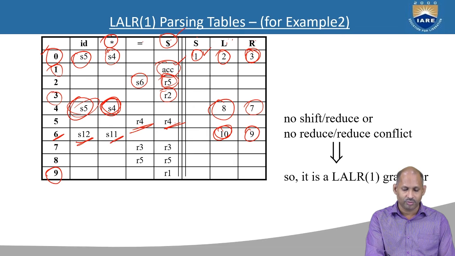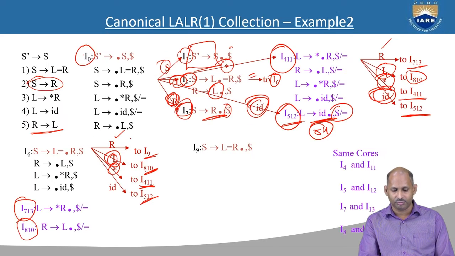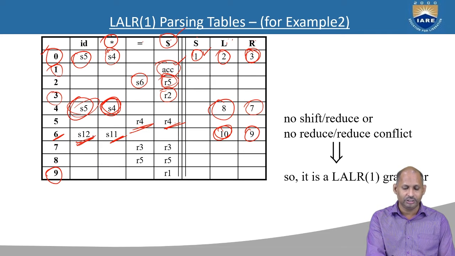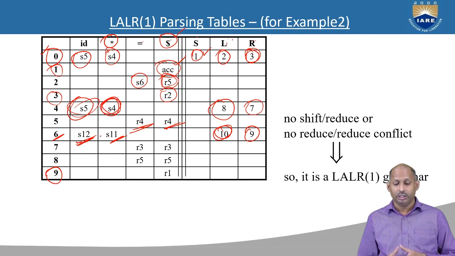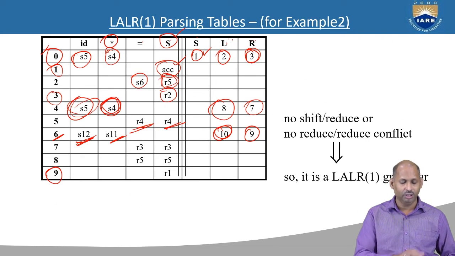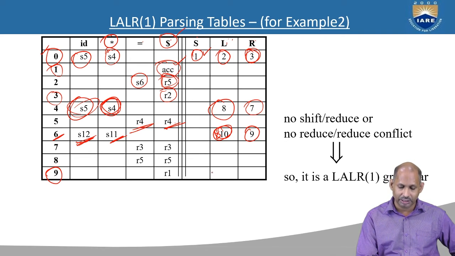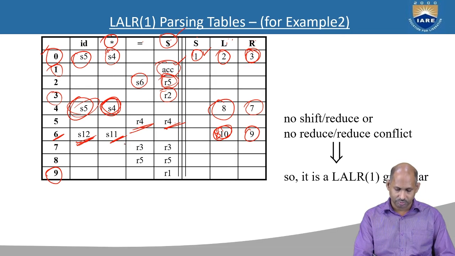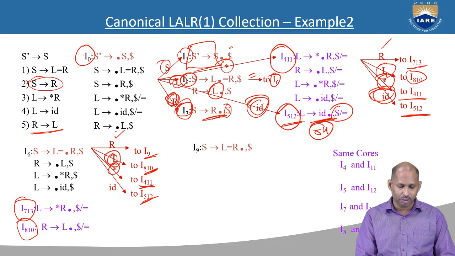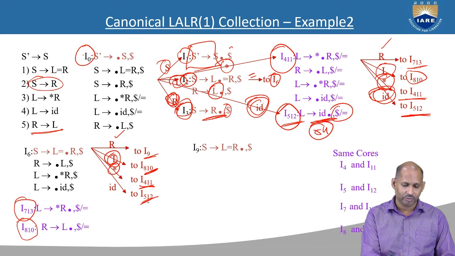Shift 11. On ID, shift 12. So here we have 9, 10, 11, 12. Here 10 means 8, 11 means 4, and 12 means 5.